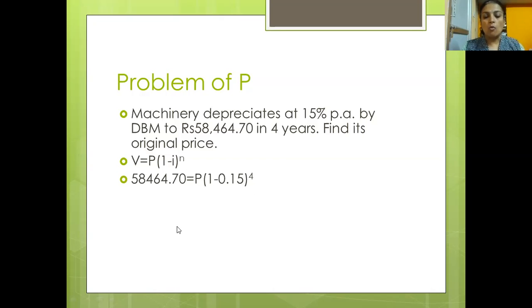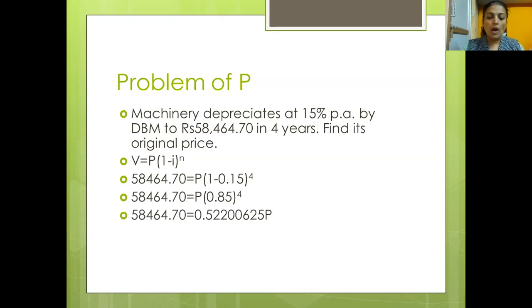Okay. Now, how to solve it? 1 minus 0.15. How much? That has to be calculated first. 1 minus 0.15 is nothing but 0.85. So 0.85 raised to the power of 4. That we have to do first. 0.85, we have to multiply it 4 times. That is, raised to the power of 4 means 0.85 into 0.85 into 0.85 into 0.85. Then we will get 0.52200625. So that should be multiplied by P.